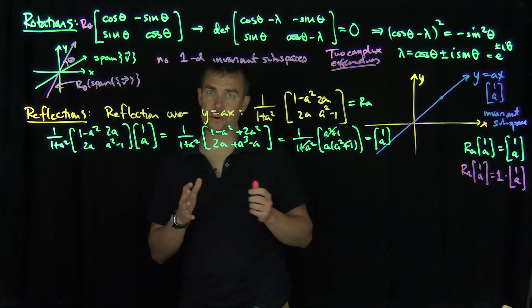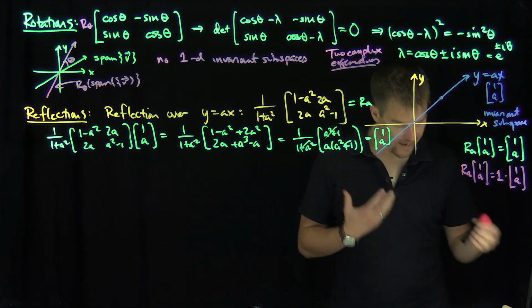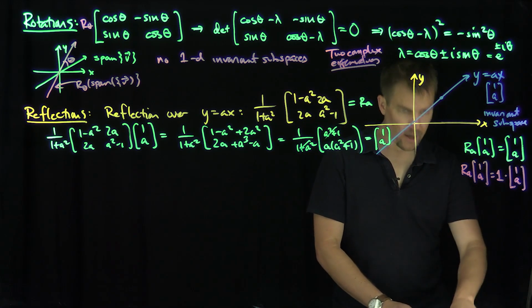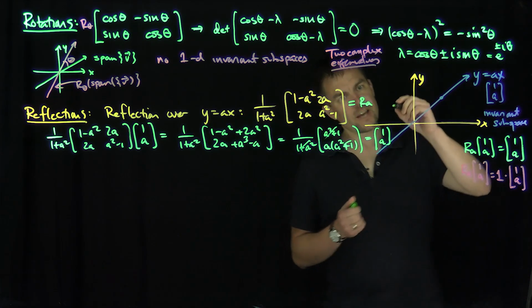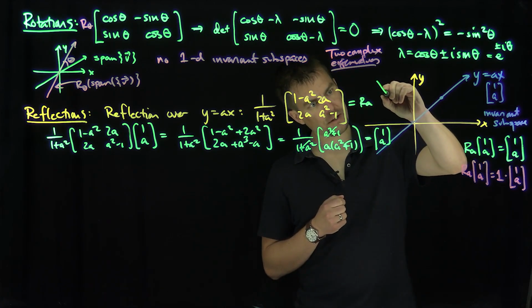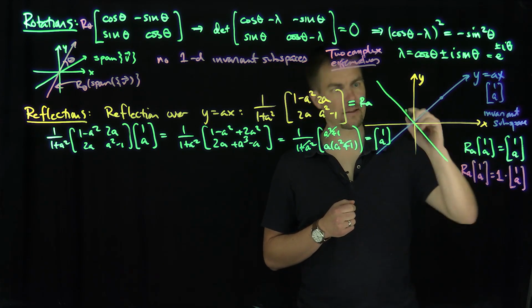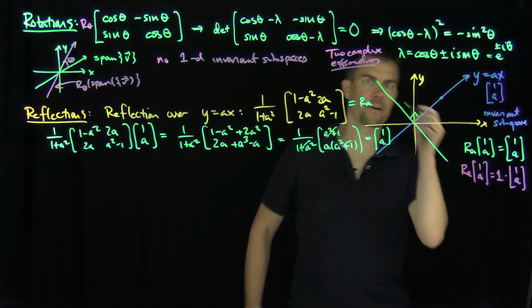Now, I want to find another invariant subspace of this reflection matrix, and of course, geometry comes and helps us here. If I wanted to find another one, I could look at a line that's perpendicular to this line over here, like that, and of course, how do I find perpendicular lines?